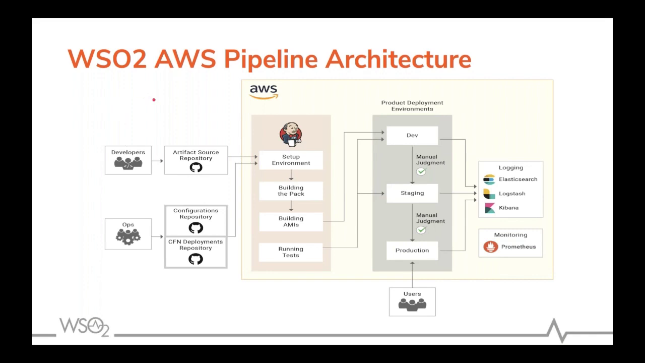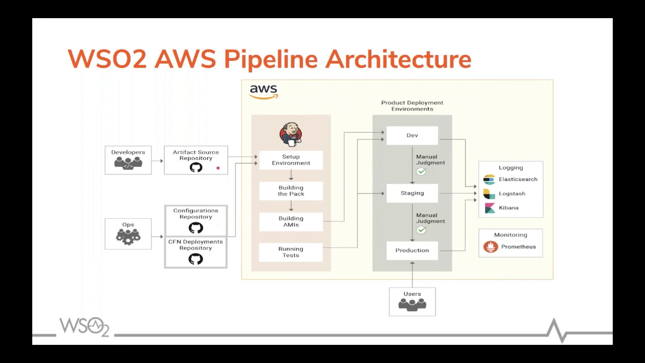As you can see in the diagram, Jenkins has a set of stages. The initial stage is the setting up of the environment. Setting up of the environment consists of cloning of some GitHub repositories into the Jenkins instance. These repositories are the artifact source repository, configuration repository, and the CloudFormation deployment repository.